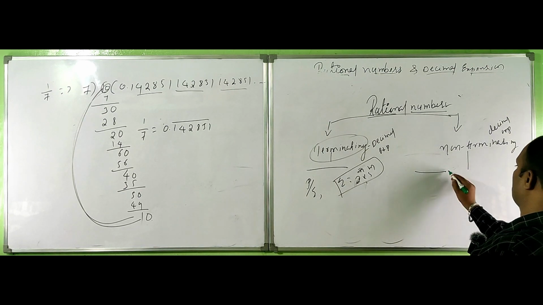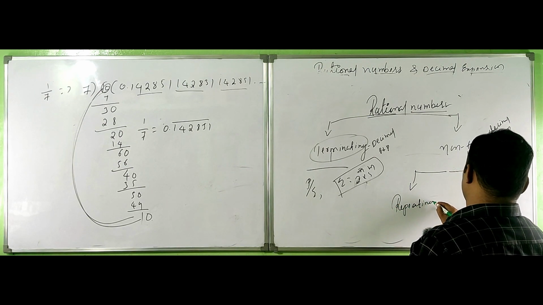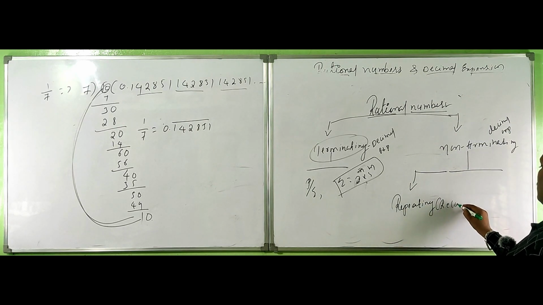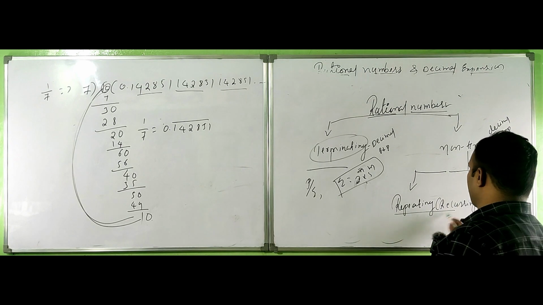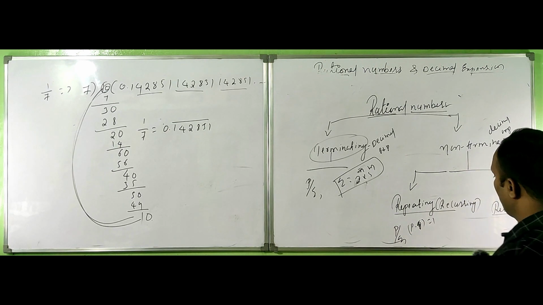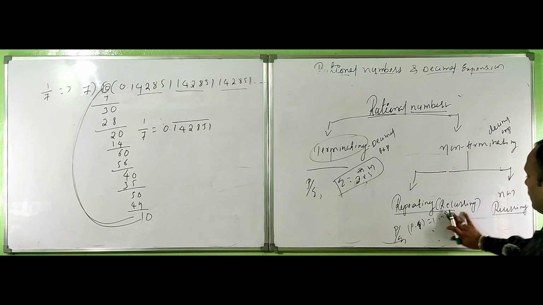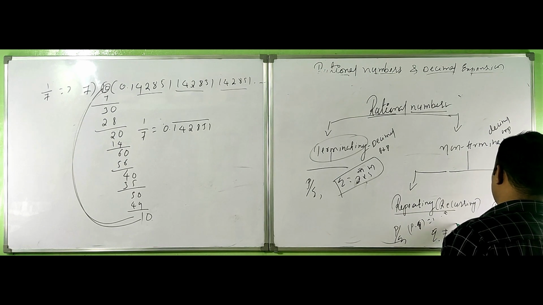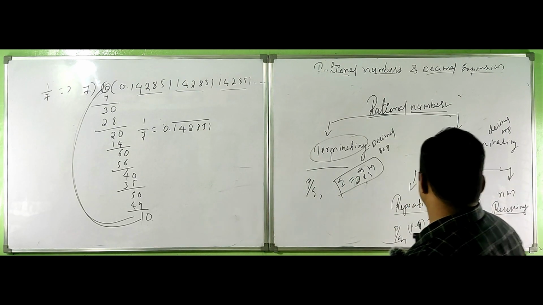The non-terminating type again has two parts: repeating or recurring, and non-recurring. If it is in the form of p by q, where p and q are co-prime with HCF equal to 1, and q is not in the form of 2 to the power n, 5 to the power m, then the expansion is non-terminating repeating.